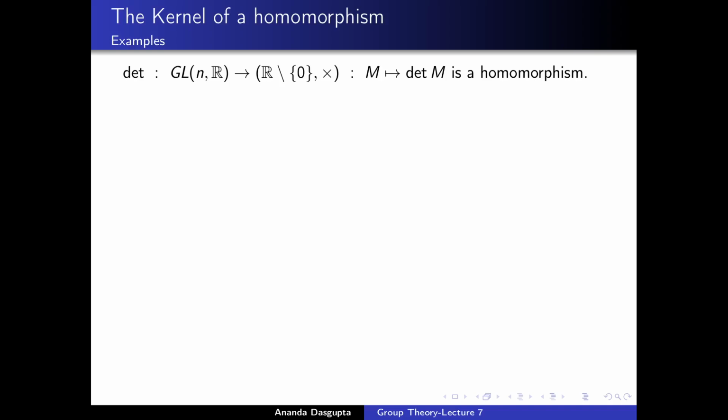Now we already know that this is a subgroup of the group GL(n, R). In fact, the specific subgroup is SL(n, R), the set of all special linear n by n real valued matrices, that is, those n by n real valued matrices whose determinant is 1. So the fact that the kernel of the determinant map is SL(n, R) is sort of obvious from the definition of SL(n, R) itself.